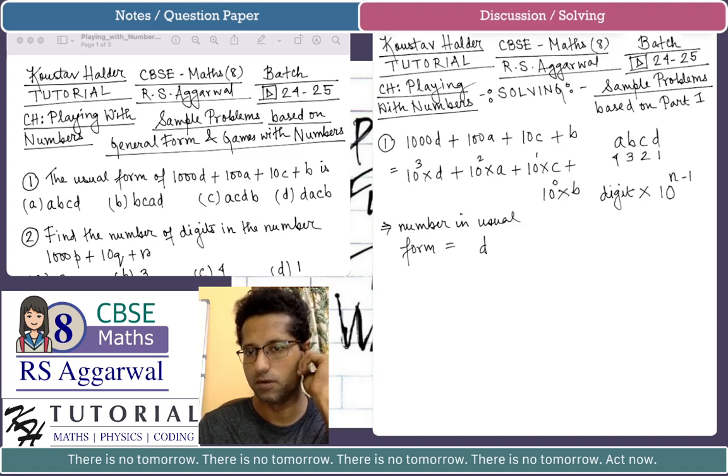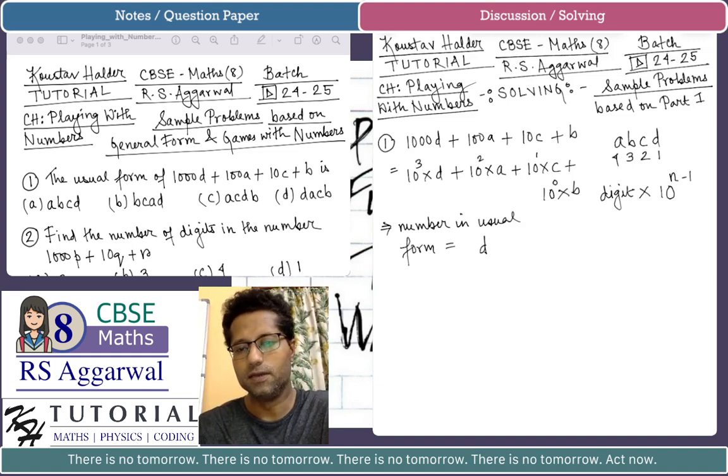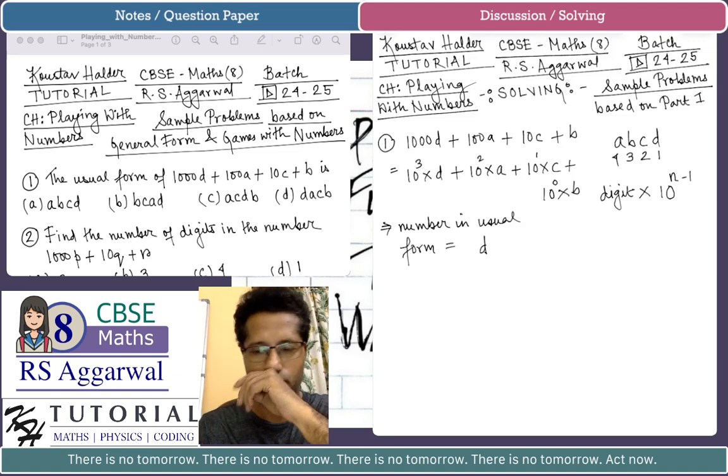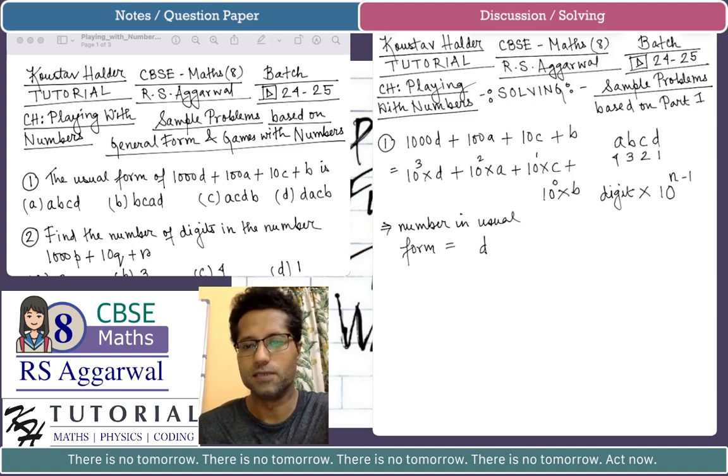So in this general form, we can see the highest power is 10 to the power 3. So this number will have 3 plus 1, that is 4 digits. Okay, so we know that the digit d will be at the fourth position from the right hand side, since its power of 10 is 3.